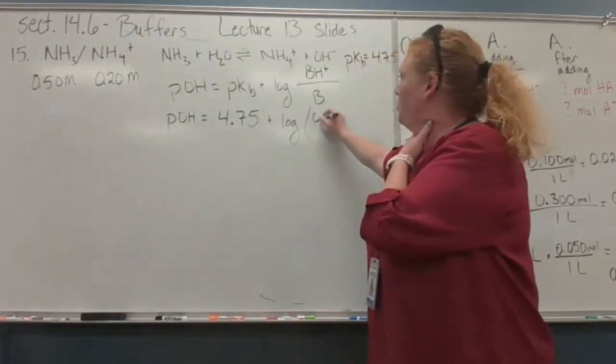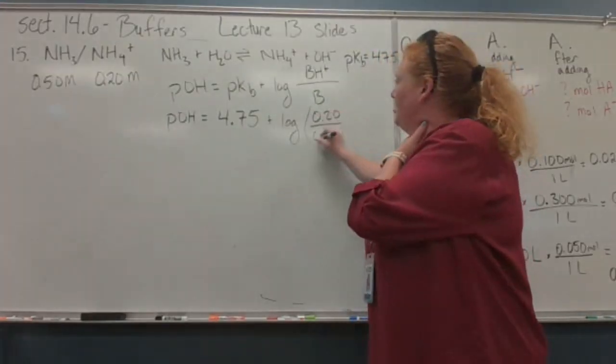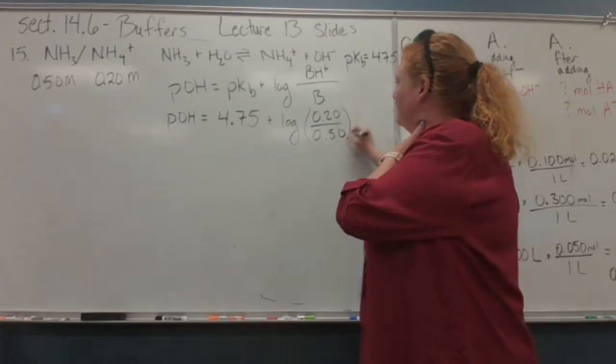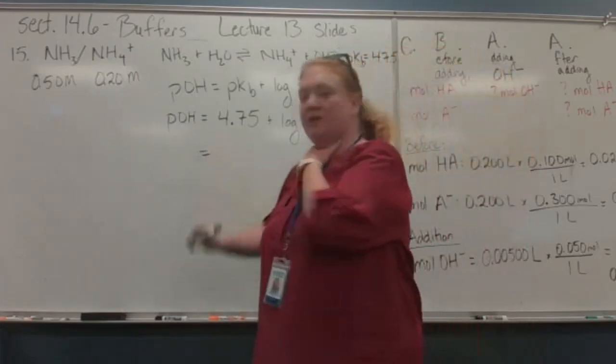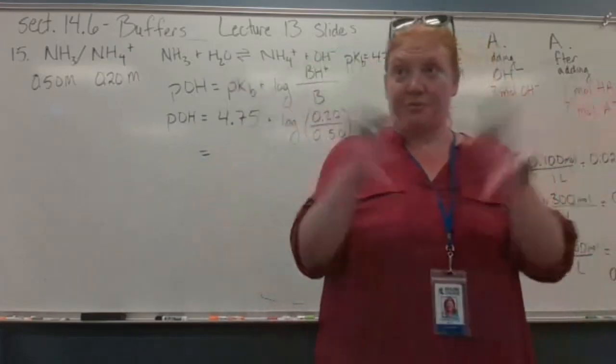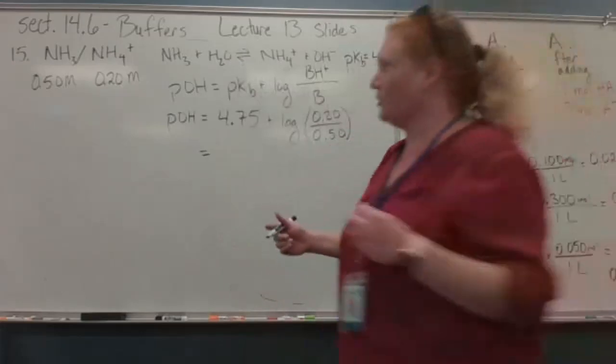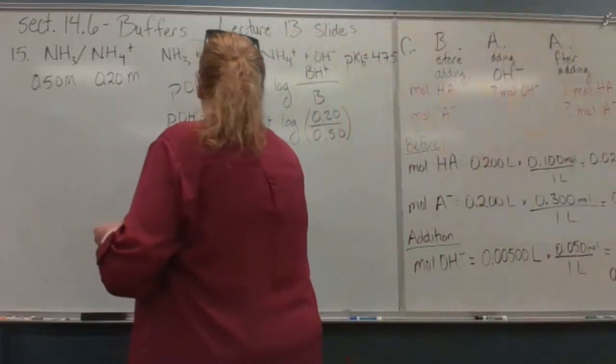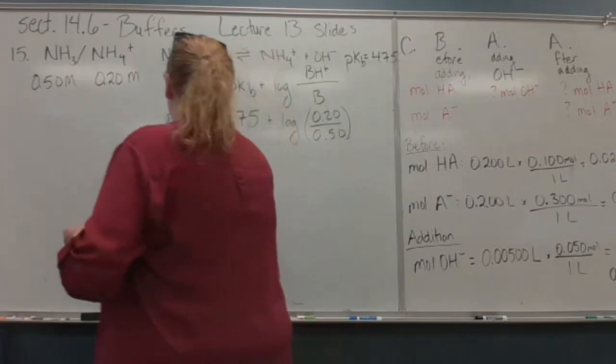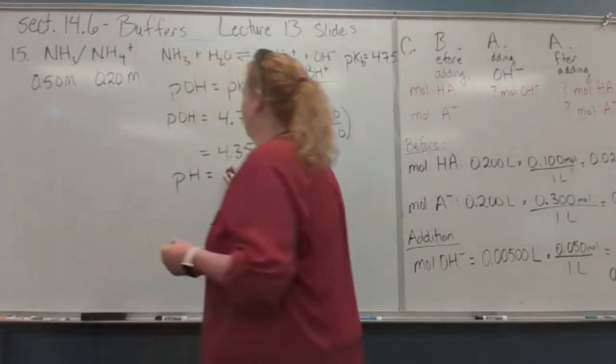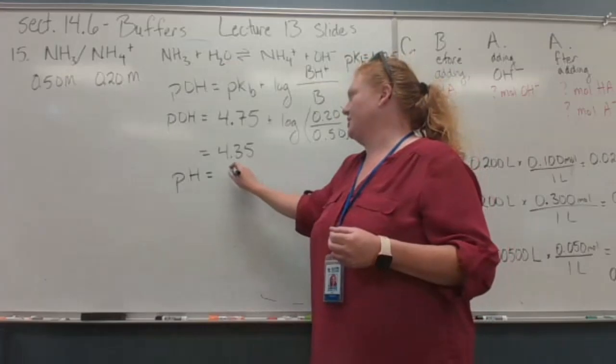Okay. Conjugate is 0.20. Ammonia is 0.50. So what is our pOH of this buffer mixture? 4.35. And so the pH is 9.65.